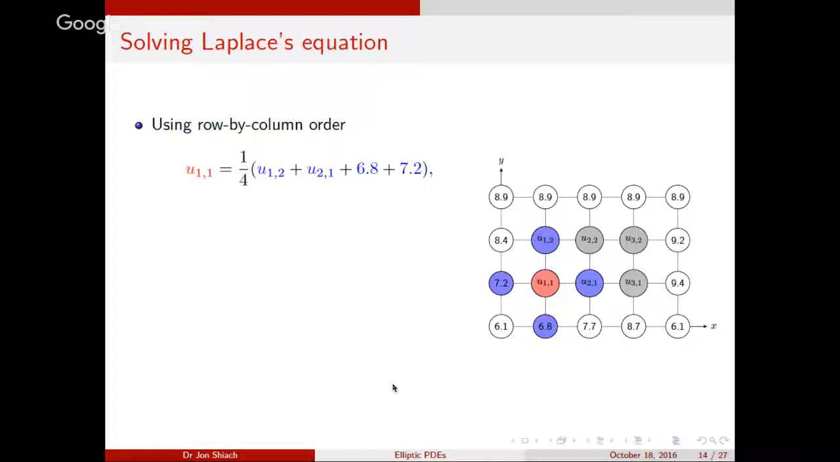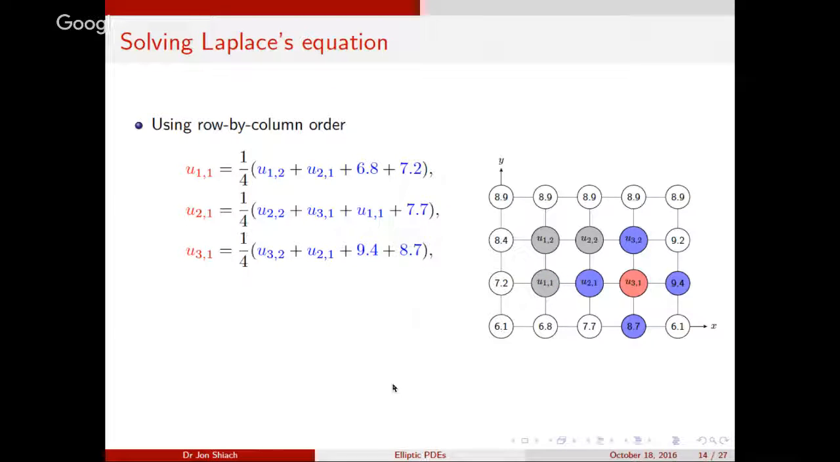I'm using what we call row by column order here, so I'm going to go across to the next one on the row. Okay, do the same thing. In this case, we have 3 computational nodes and just the one boundary node. Keep going across. Now we're in a corner again, so we've only got 2 computational nodes and 2 boundary nodes. So we keep going.